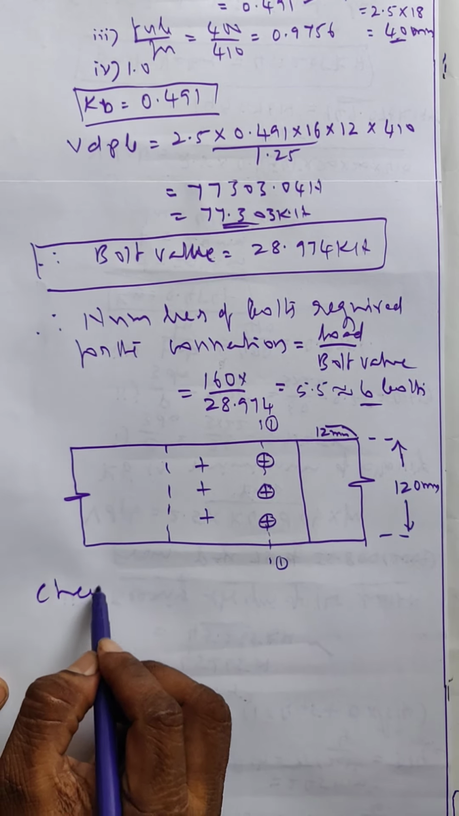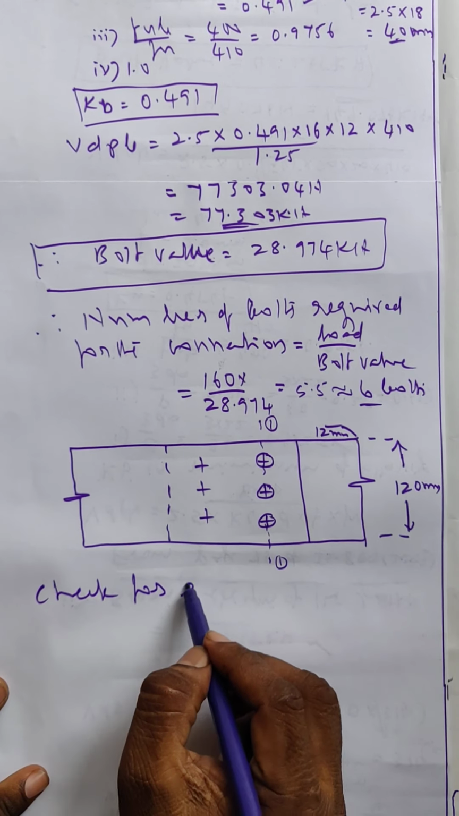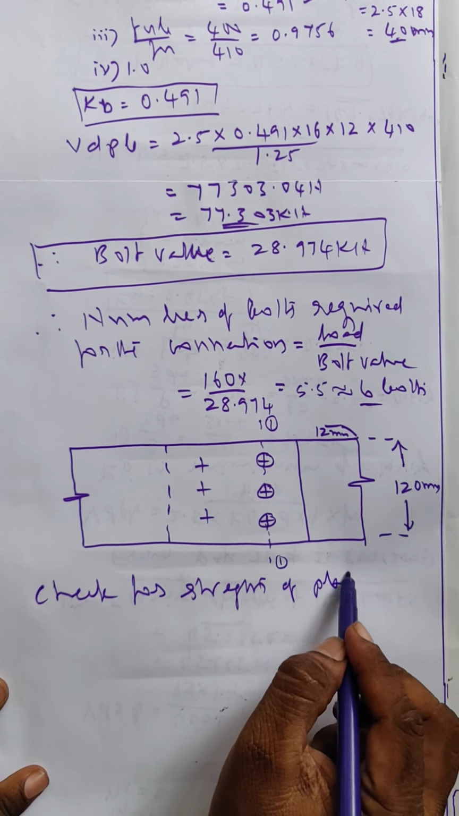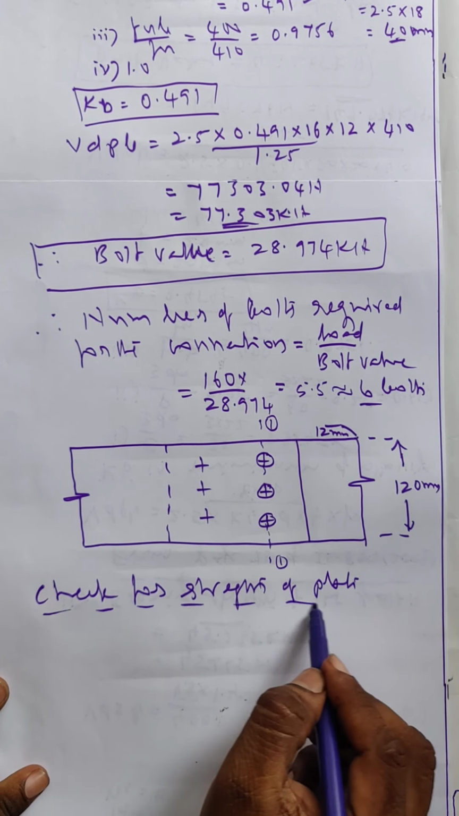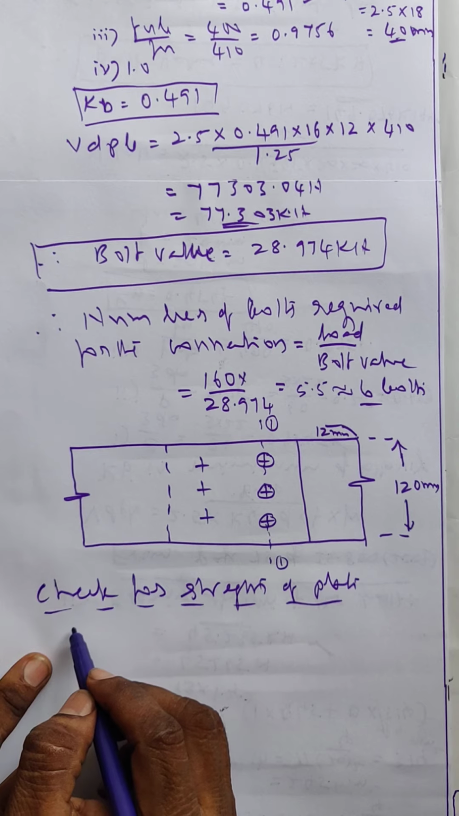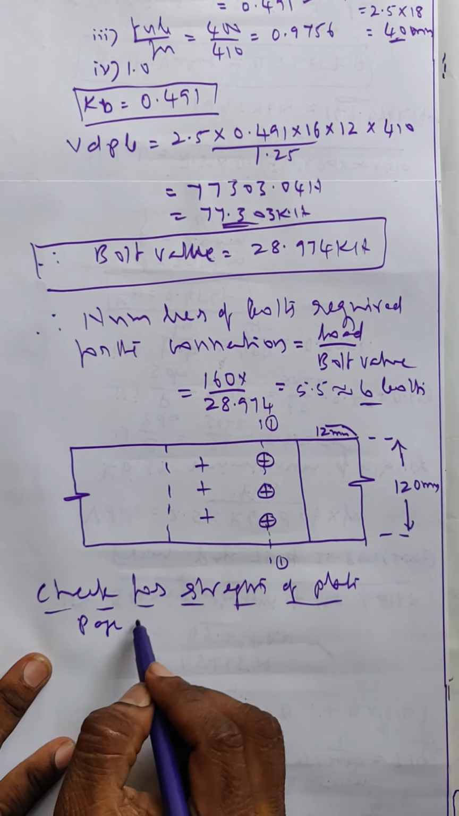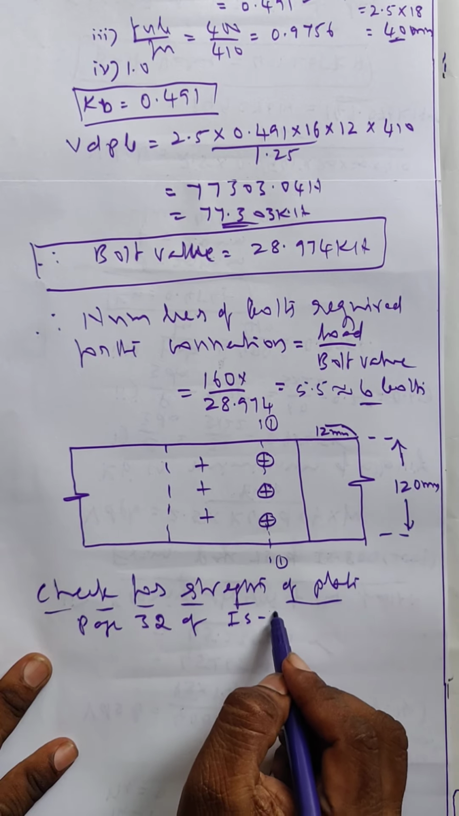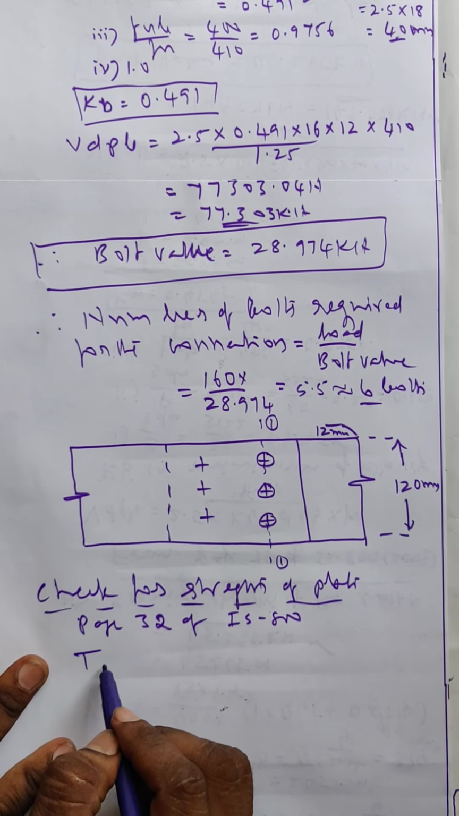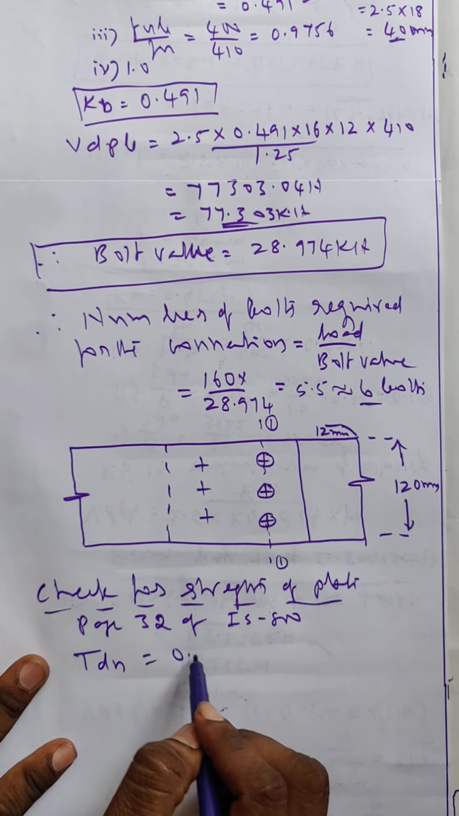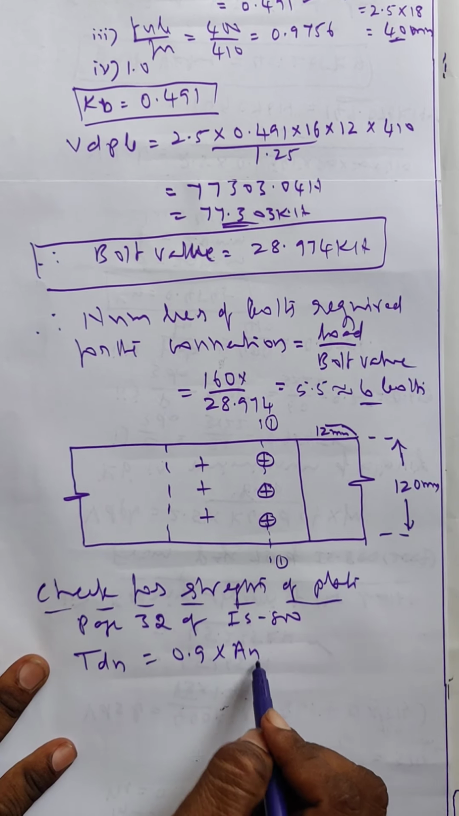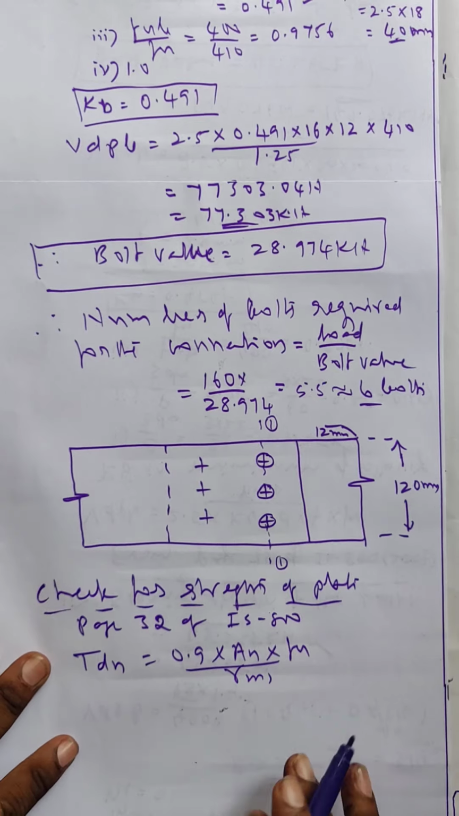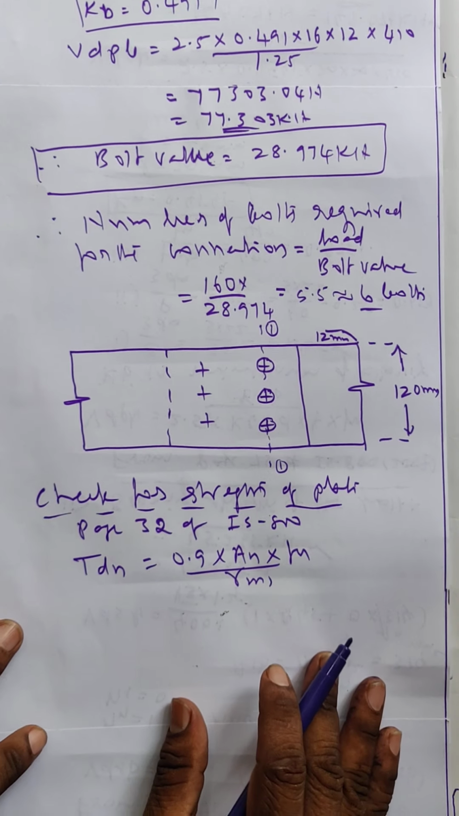Check for strength of plate. Main plates, strength of plates. We have from page 32 of IS 800, TDN equals 0.9 into AN into FU divided by gamma M1. Gamma M1 is 1.25 only.